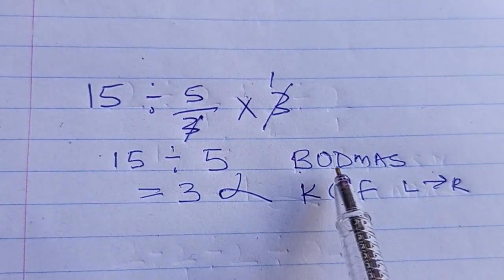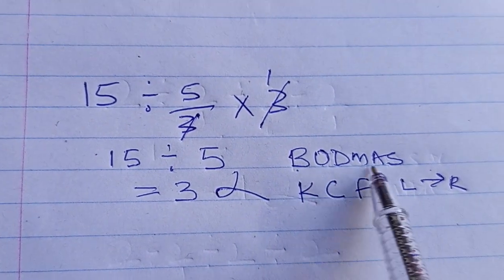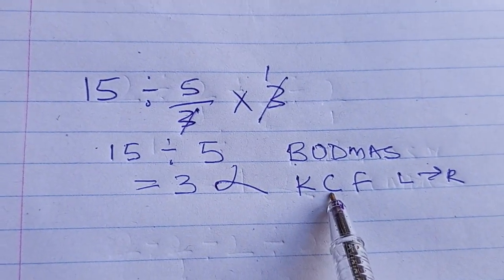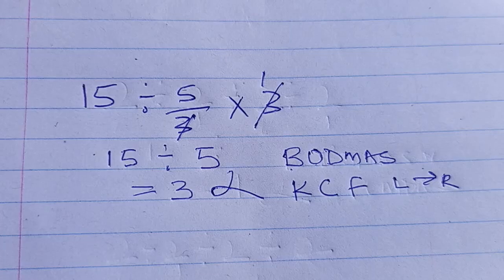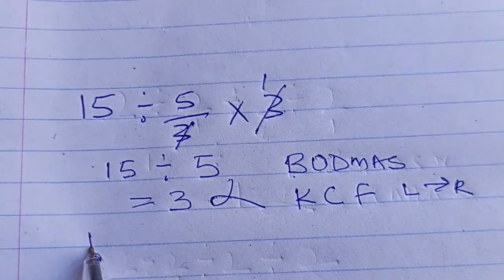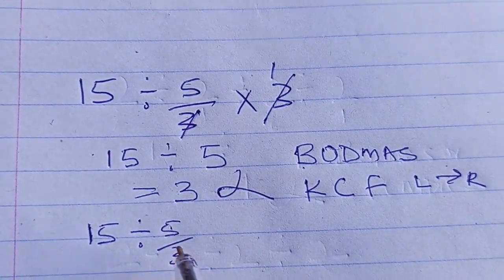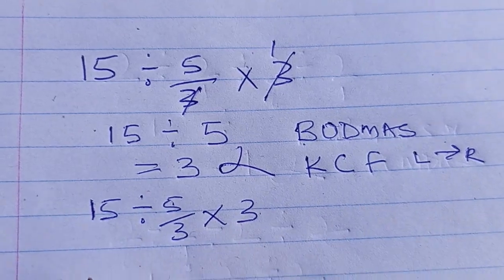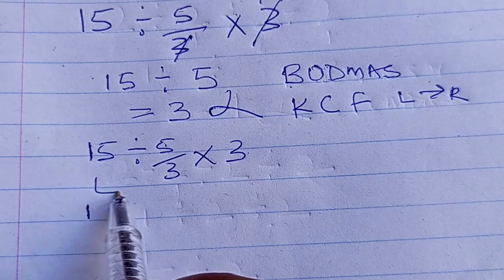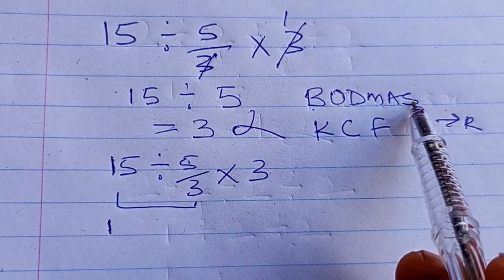This B stands for bracket, then division, multiplication, addition, subtraction. So we are solving from left to right. Our KCF rule, this K stands for keep, change, and flip. Now, if we are solving this correctly, it will be like this: 15 divided by 5 over 3 times 3. So we are going to rewrite this question. We are doing this division first because of this rule here. Division comes before multiplication, addition, and subtraction.